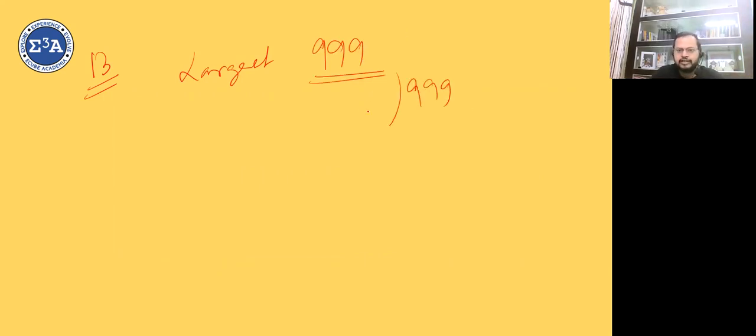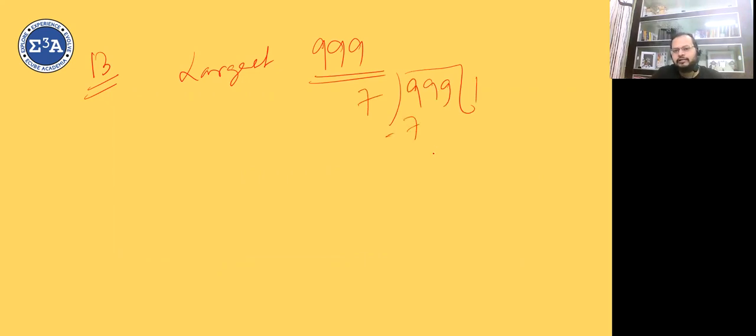We'll move to the next question. Question number 13. How many 3-digit numbers are divisible by 7? What is the largest 3-digit number? The largest 3-digit number is 999. Is it divisible by 7? Let us try. Obviously not.